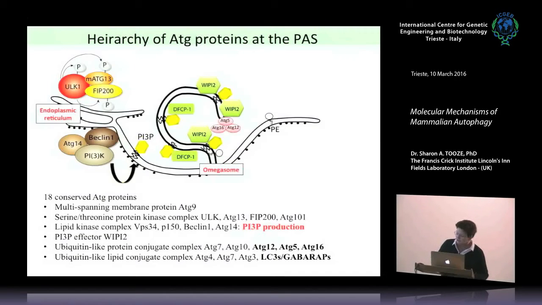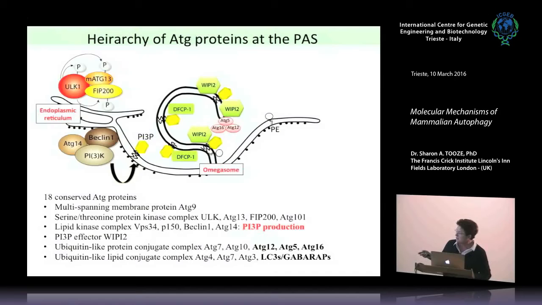You then get the machinery that starts to drive the lipidation of the LC3 and the GABARAPs. And I'll explain to you why these are important. These are the markers that most people who study the process use to investigate autophagy. They're all members of the ATG8 family, which is the single yeast protein that performs this function. These proteins become lipidated, and that lipidation is driven by these ubiquitin-like conjugation complexes.